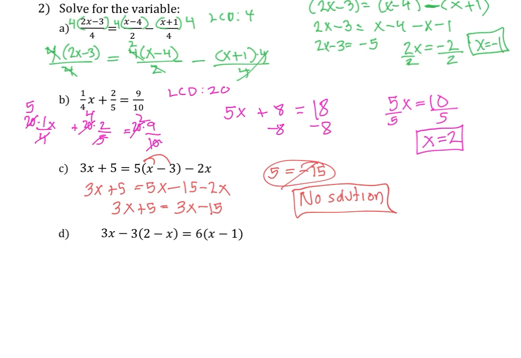So there we go. Now, if we look at D, I think D is going to be fairly similar. We have here 3x. We must distribute not just the 3, but the negative sign through. So negative 3 times 2 is negative 6, and negative 3 times negative x is plus 3x. Let's distribute the 6 through, so that's 6x minus 6. So 6x minus 6 equals 6x minus 6. So that means that negative 6 equals negative 6.